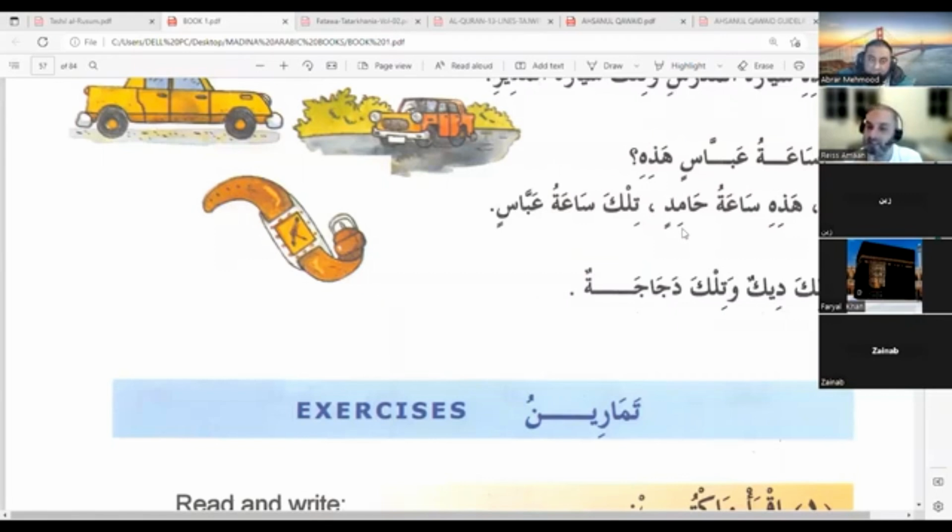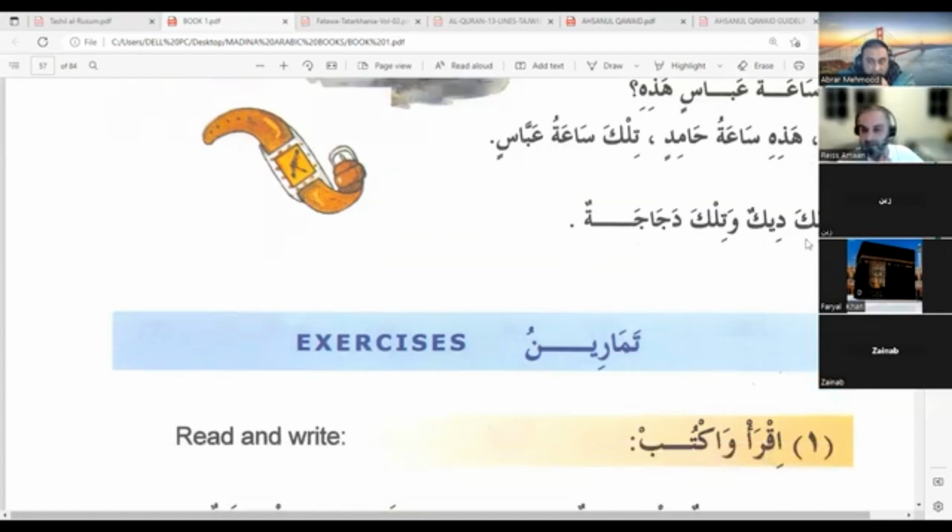No, this is Hamid's watch. Yeah. It's Tilka Sa'atu Abbasin. That, and then carry on. That is, no, sorry. Tilka Sa'atu Abbasin. That is Abbas's watch, yeah. Without the possession again, right? With the possession. Yeah. Okay.